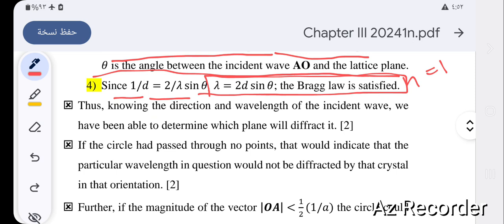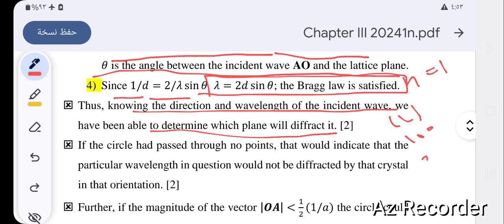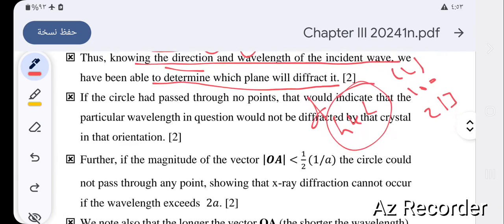أيضا يقول لي thus knowing بمعرفة الدايركشن والويف لينث للـ incident wave، ممكن نحدد البلين اللي بيصير منه الديفراكتد. يعني هل هو مثلا 111 أو 100 أو 213، أي بلين صار منه انعكاس بناء على الدايركشن، يعني ما الثيتا والويف لينث. ممكن أحدد الـ d، والـ d هي d_hkl، وبالتالي ممكن أجيب البلين من خلال d_hkl والمعلومات اللي أخذناها سابقا.